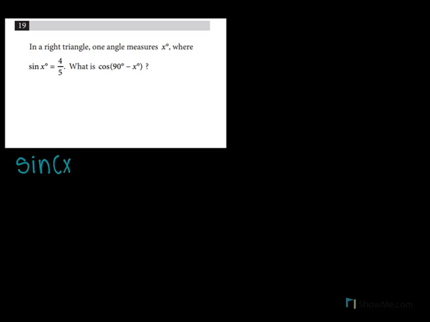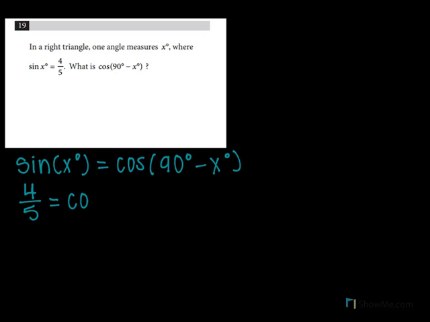sine of x degrees is equivalent to cosine of 90 degrees minus x degrees. So this would be equivalent to, since we know sine x is 4 over 5, 4 over 5 would equal cosine 90 degrees minus x degrees.